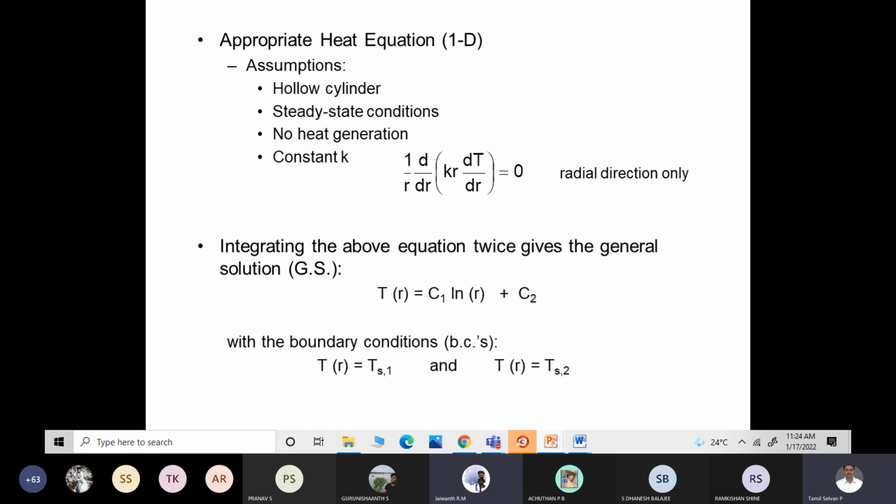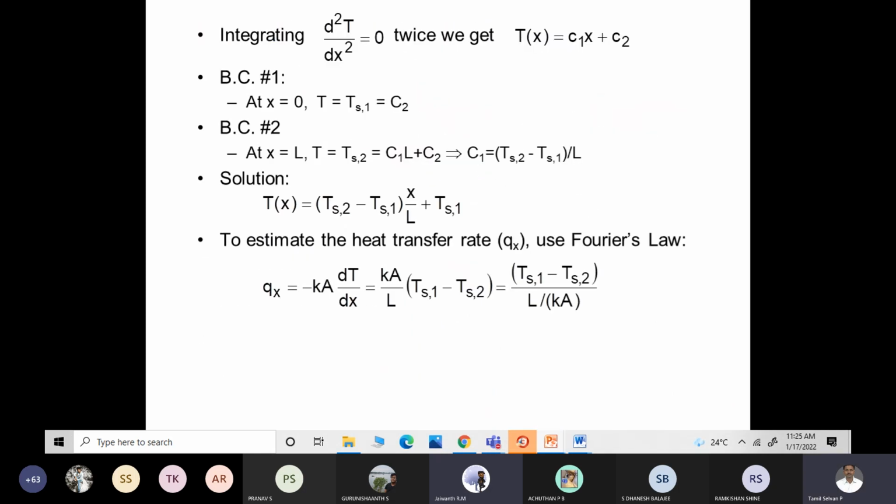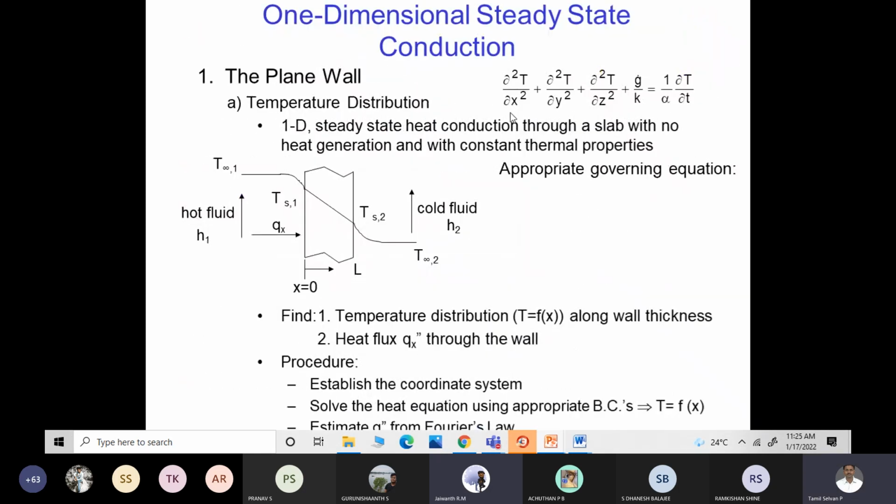Whatever expression I got, there are certain assumptions. We assume a hollow cylinder, steady state condition, no internal heat generation, and constant thermal conductivity. All these things I told you when we did the expression for heat conducted in a composite wall. There should be no internal heat generation. I showed you the equation, the Cartesian coordinate equation.